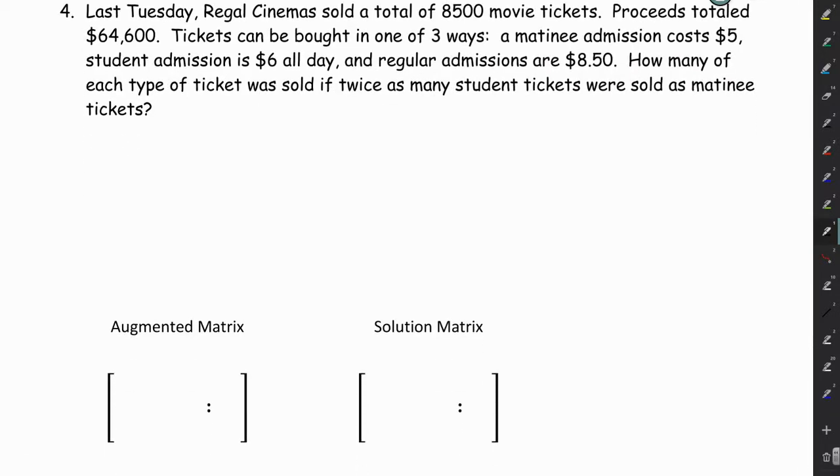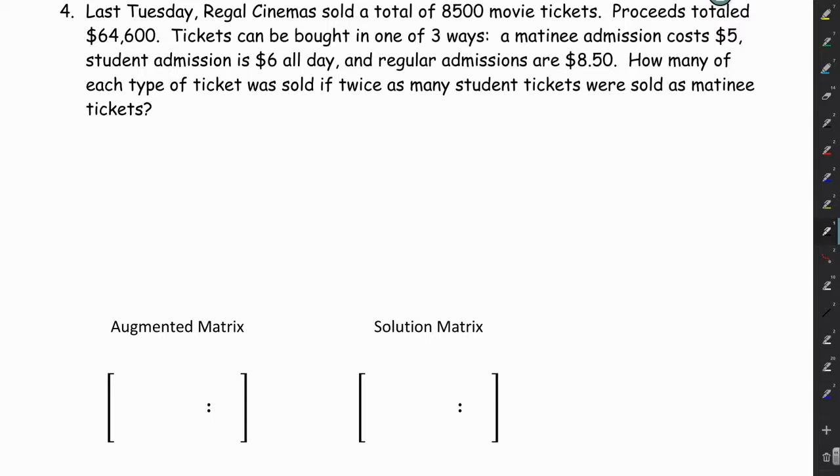Last Tuesday, Regal Cinemas sold a total of 8,500 movie tickets. Proceeds totaled $64,600. Tickets can be bought in one of three ways. A matinee admission costs $5, student admission costs $6 all day, and regular admissions are $8.50. How many of each type of ticket was sold if twice as many student tickets were sold as matinee tickets?